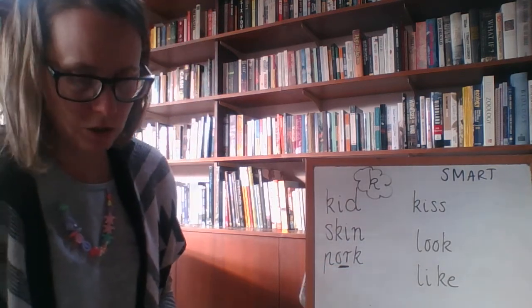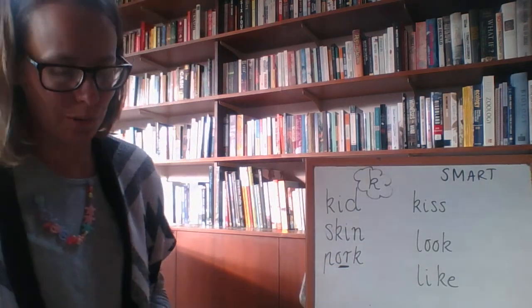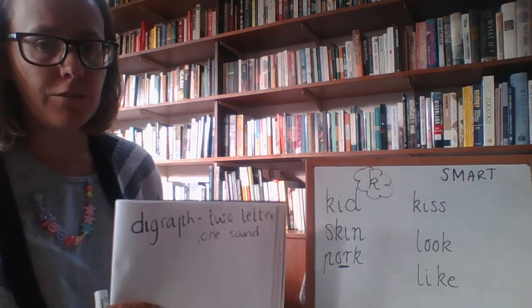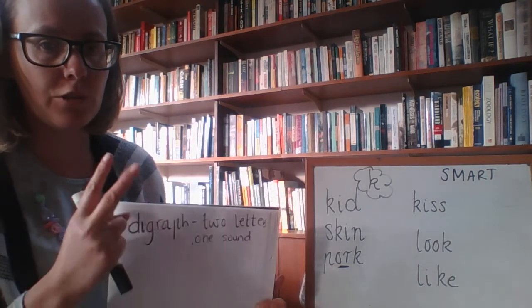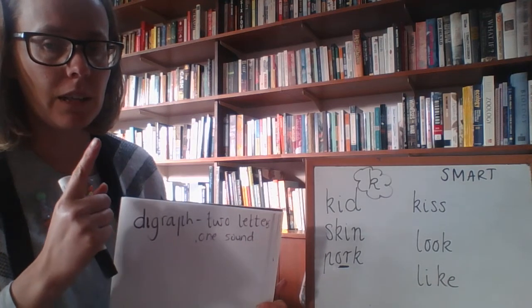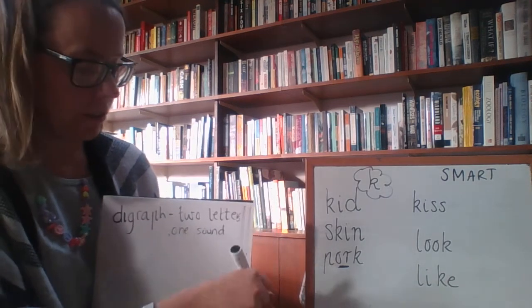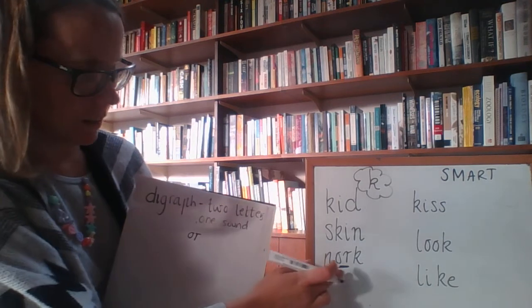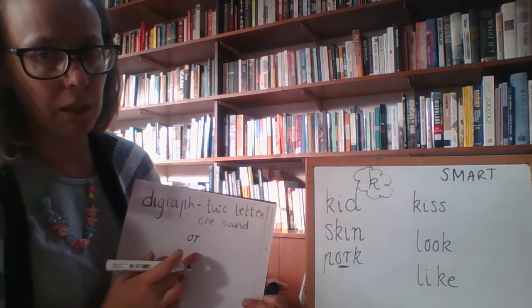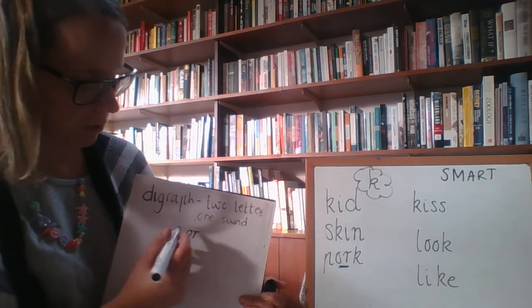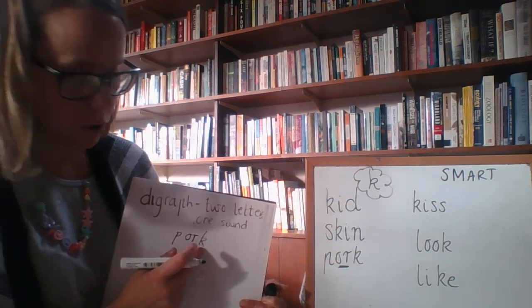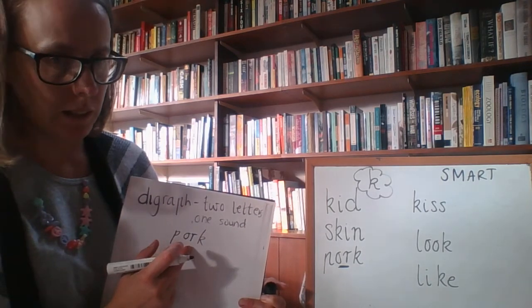And just to remind mums and dads, because I'm sure all the kids remember, at least I hope they can, a digraph is where we have 2 letters but only 1 sound. So when we have the letters O and R together, like in the word pork, they're only making 1 sound. So we call that a digraph. If we say our sounds p or k, it's just one sound there in the middle.